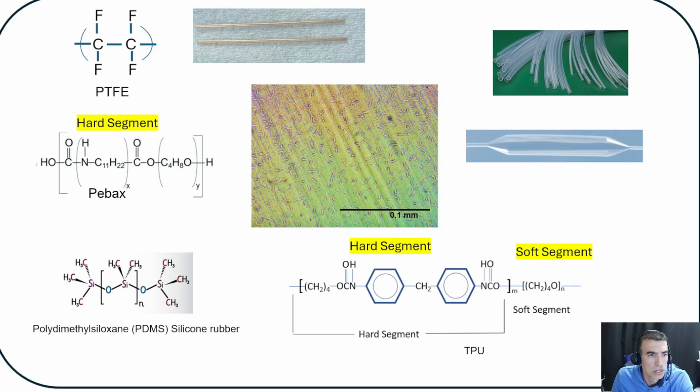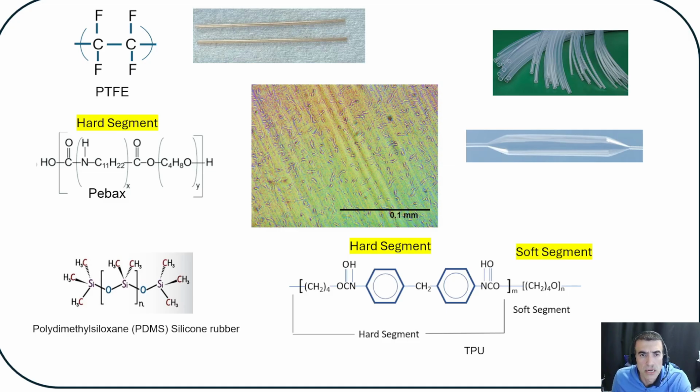PDMS silicone, they have these Si-O bonds that are very, very flexible and very soft. For polyurethane, the situation is different. First, I have to mention the picture in the center of the slide, that is a balloon, a PBAX balloon, and it shows how the hard segments are dispersed within like an ocean of soft segments. So they are segmented, hard polyamide or nylon portions that are dispersed in polyethers.